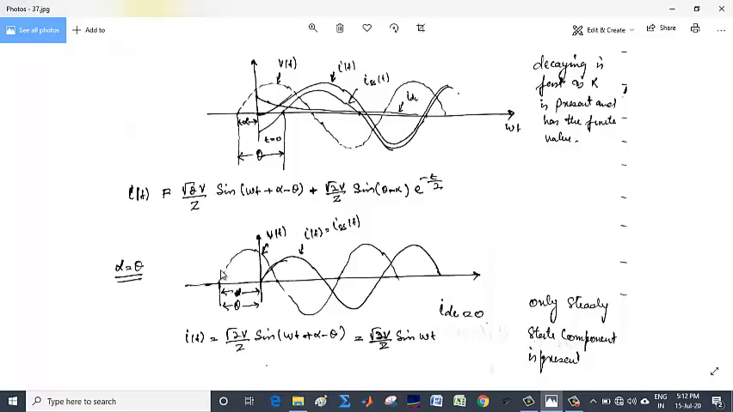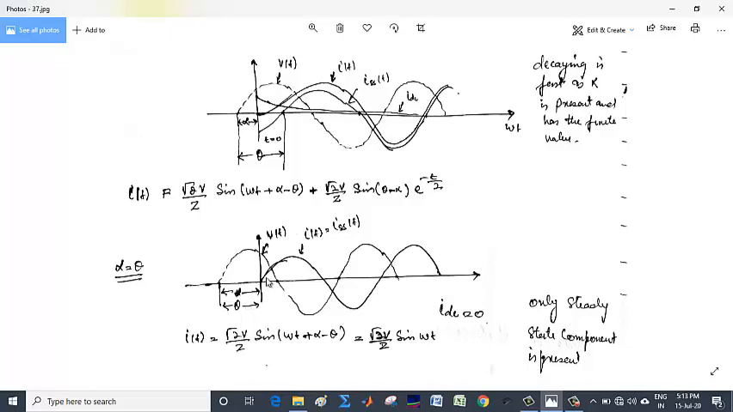Now, I have told you that we can make this decaying DC component equal to 0 if theta is equal to alpha, or alpha is equal to theta. What does this mean? It means that we will not switch the circuit breaker on at this instant. We wait for the voltage to change from this instant to this instant, so that alpha will be equal to theta. We are just waiting for time to elapse so that the voltage changes from this point to this point.